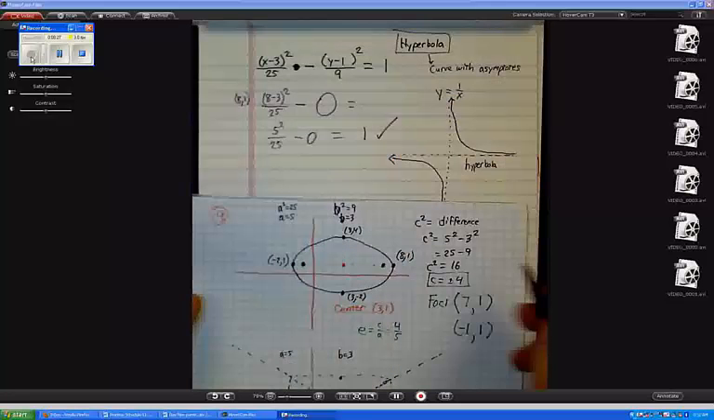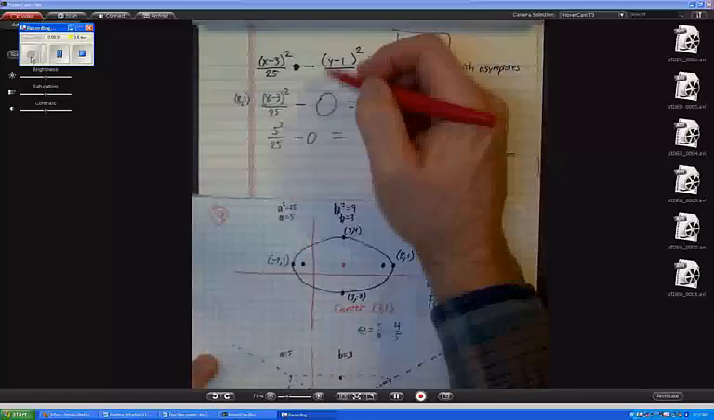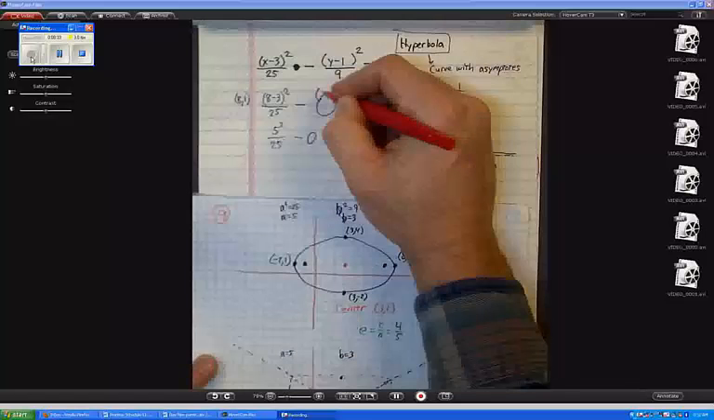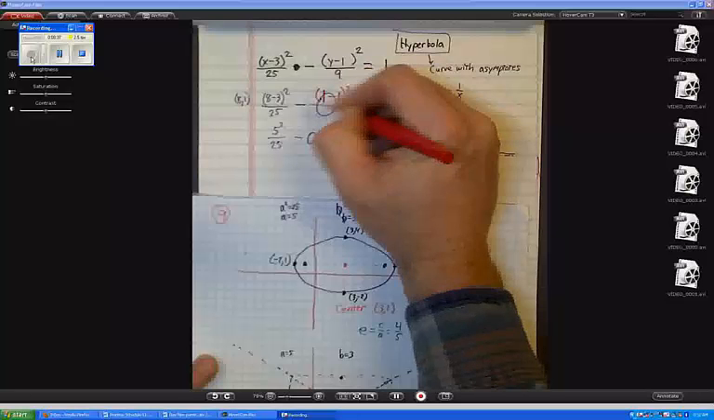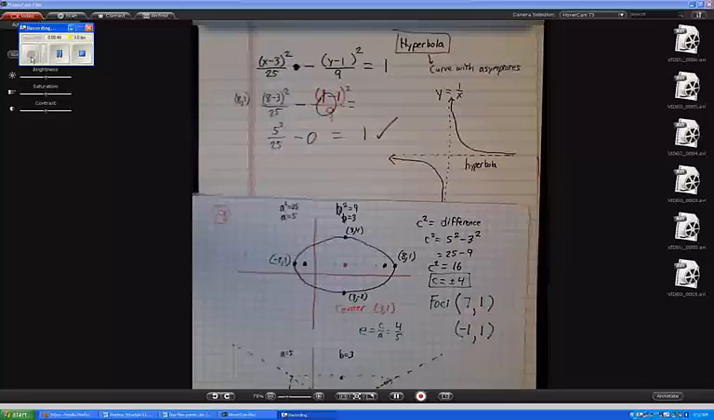Well, okay, let me explain that a little better. Because what I have to plug in is the 1, right? So I'm going to get 1 minus 1 squared over 9. So it really does equal 0. Does that make sense to you guys? That's the easy solution. Oh, there's one other easy solution.